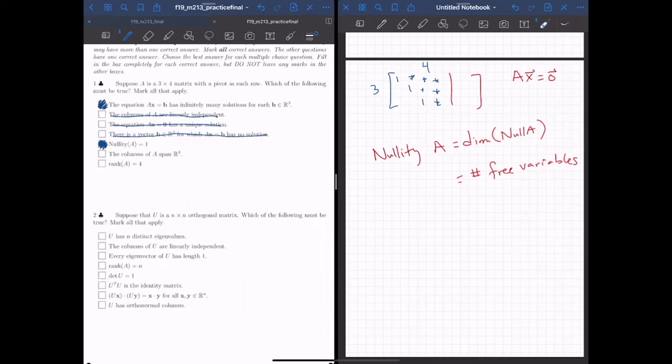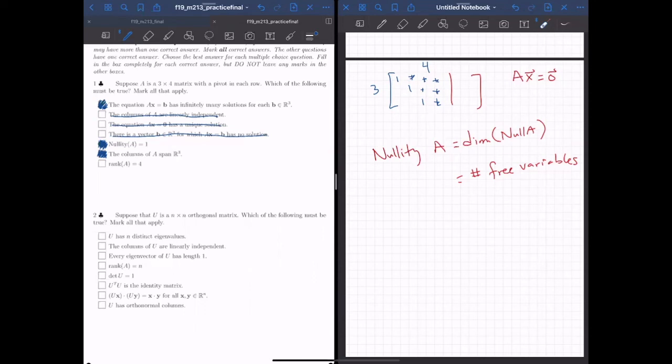If you have a pivot in every row, that means you have 3 pivots, and that means that 3 of the columns are linearly independent. And since you have 3 linearly independent vectors in R3, they have to span R3. That's one way to look at it. The other way is that anytime you have a pivot in every row, you know that the columns are going to span Rm.